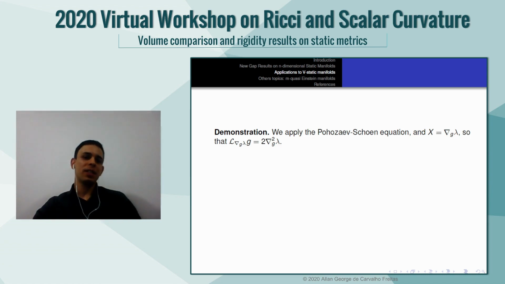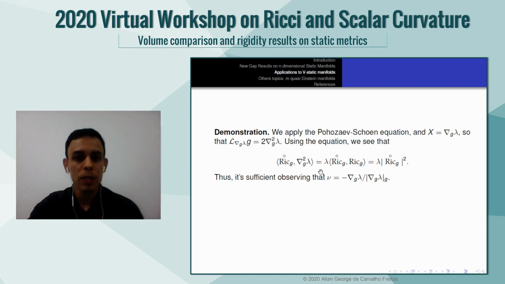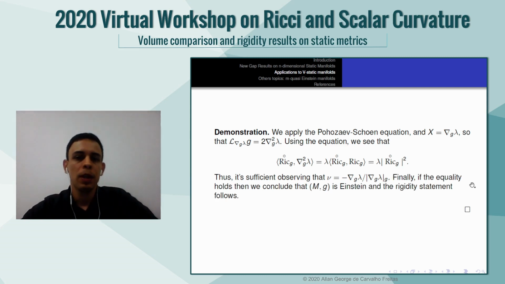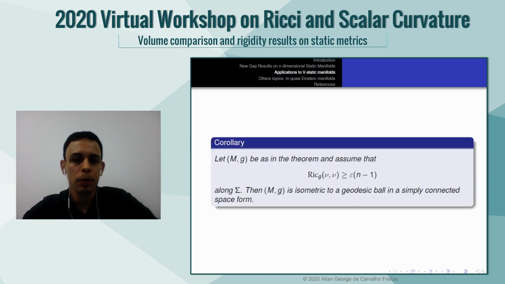So the idea here is just applying the Pohozaev-Schoen identity, considering the vector field as this gradient, okay? So using the V-static equation, we have this relation, and we can also use that the normal vector field on the boundary is just this vector, because in fact the boundary is a level set of lambda. And we arrive at this inequality, and equality occurs if and only if the manifold is Einstein, and we can use the result of Miao and Tam to obtain the rigidity, okay?